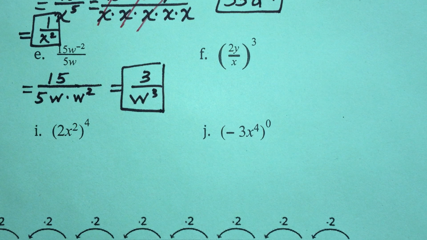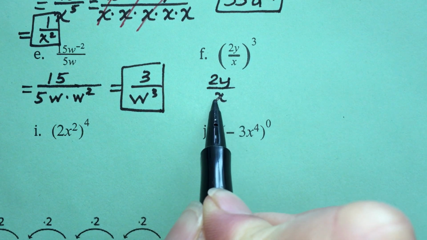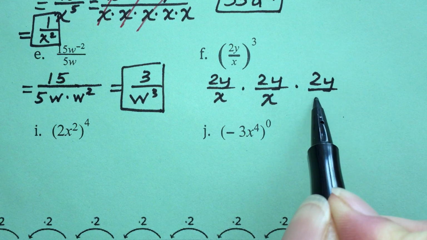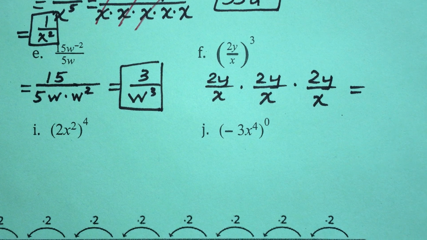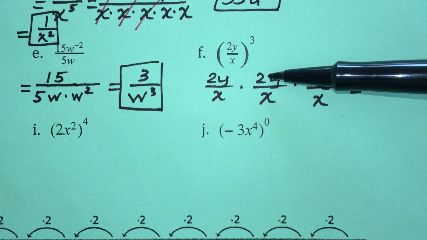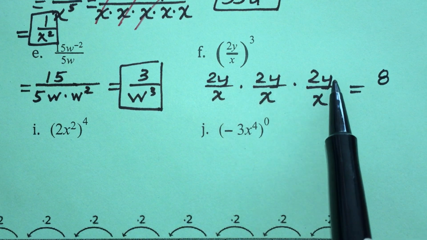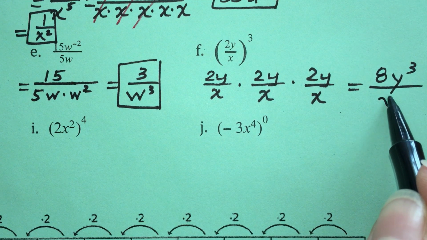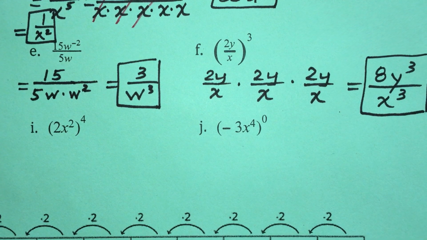For part F, I would expand this out so you can see what's happening. We have 2y over x times 2y over x times 2y over x. When we multiply fractions, we multiply across. So we can rearrange. We can think, hey, let's take that 2 times 2 times 2. That's 8. We have y times y times y. That's y to the third. And x times x times x. X to the third. There's nothing to cancel. Simplifying in this case just meant remove the parentheses.